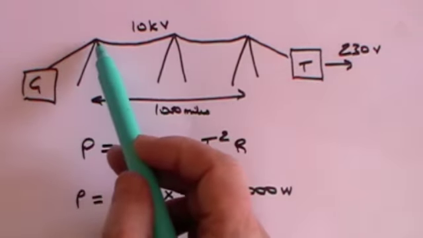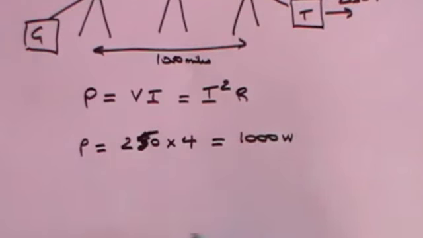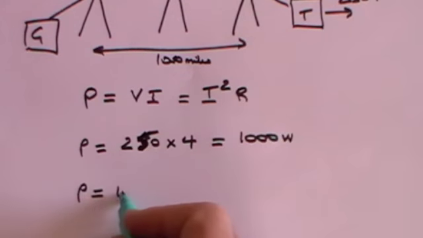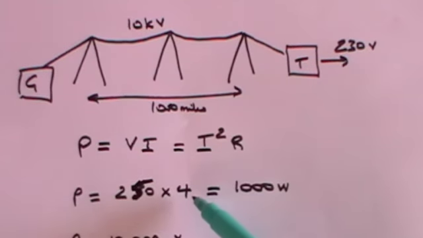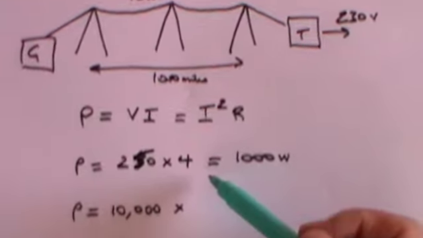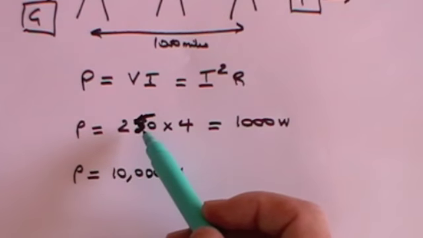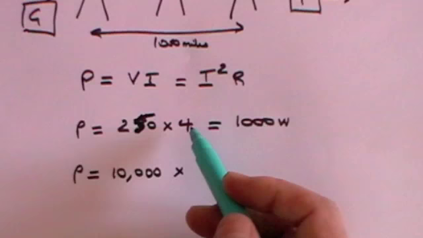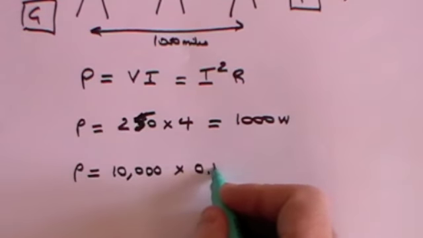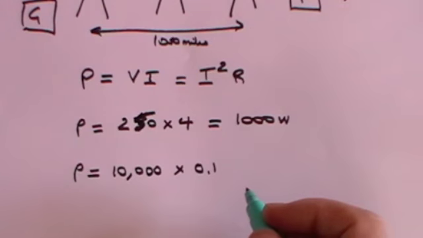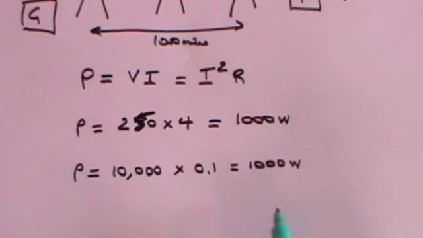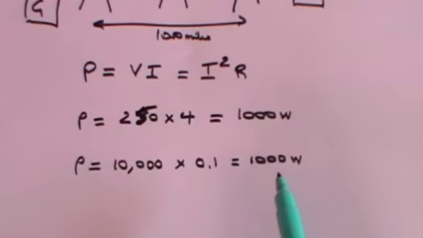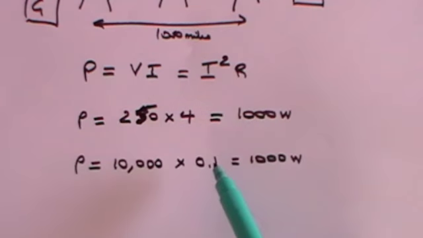Alternatively, we can transform this to 10 kilovolts. If we do that, then the voltage goes up to 10,000 volts. But of course, the current must come down proportionately because the power remains the same. So if we have multiplied the voltage by 40, we have to divide the current by 40. So now the current is simply 0.1 of an amp. It's still the same power, it's still 1000 watts being transmitted across the power lines, but it's a much higher voltage and a much lower current. Now, why does that help?